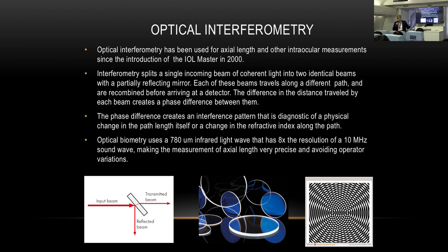So both beams end up on the target, but they end up there at different times and create what's called an interference pattern, what you see on the far right there. And that's really all I'm going to say about that.